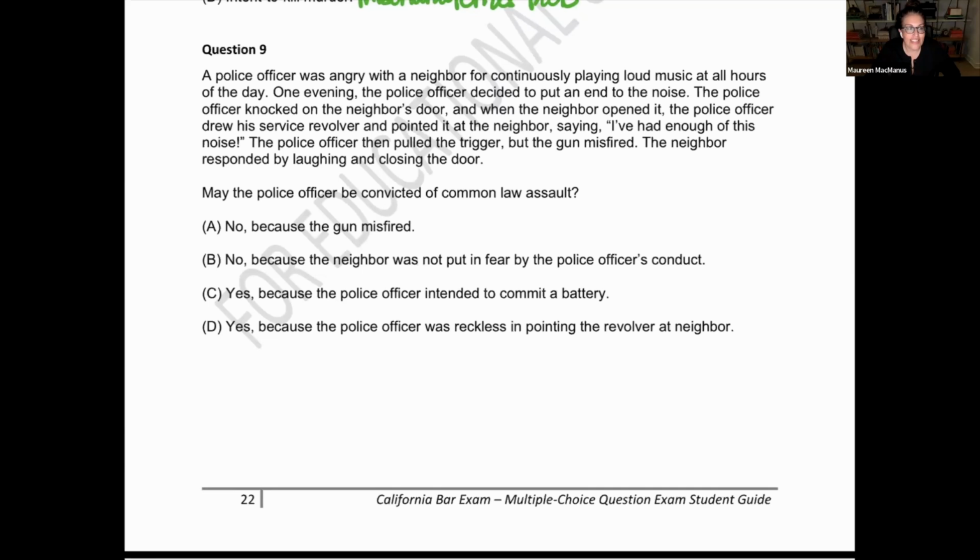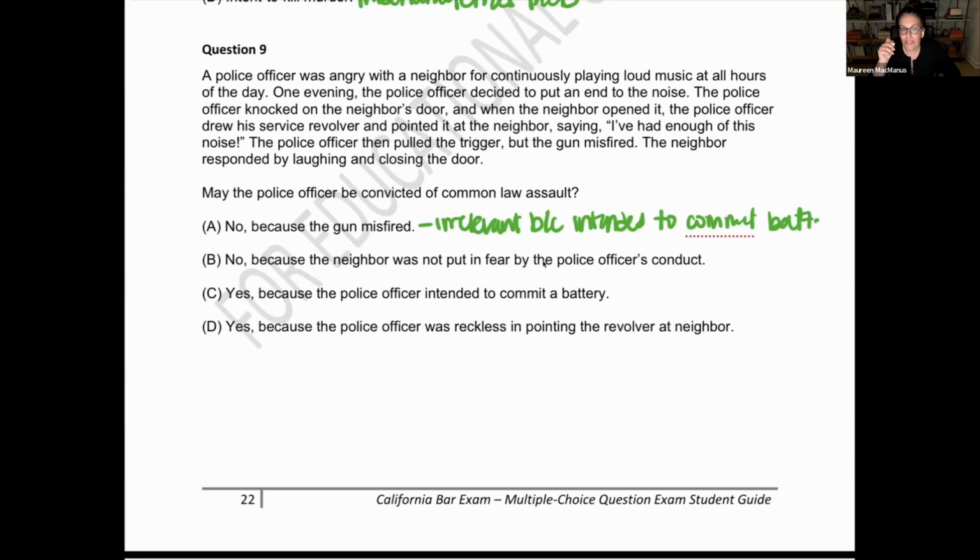So can he be convicted of common law assault, right? Intending to cause apprehension, right? He intended to commit a battery here. So may he be convicted? The gun misfired, that's irrelevant because he intended to commit the battery and it transfers to assault. B, no, because the neighbor was not put in fear. Doesn't matter. He intended to commit the battery, so that's all right.